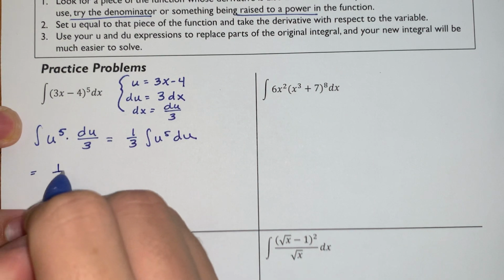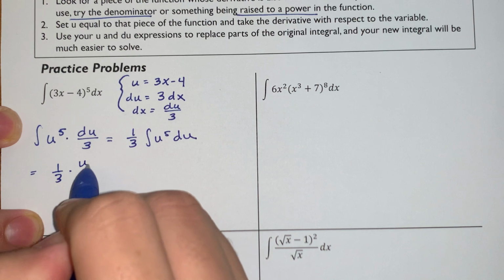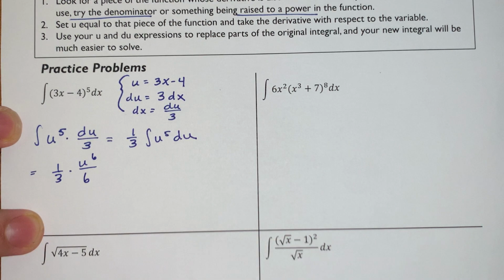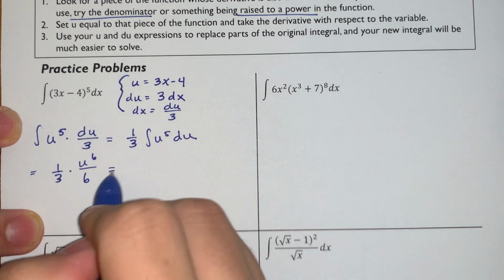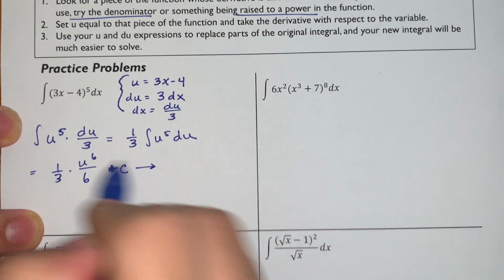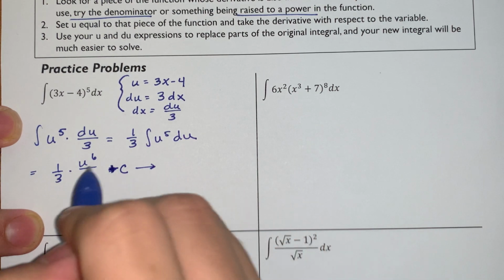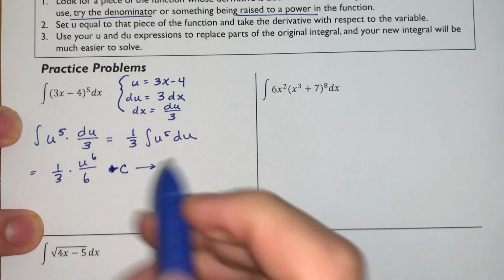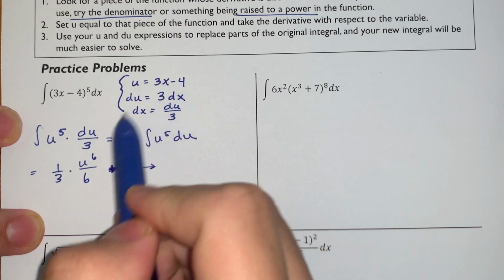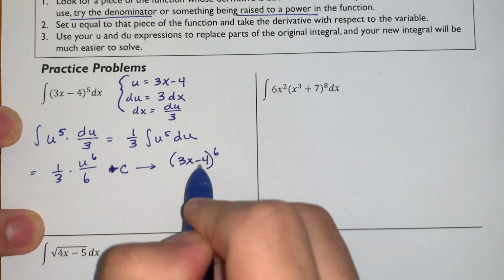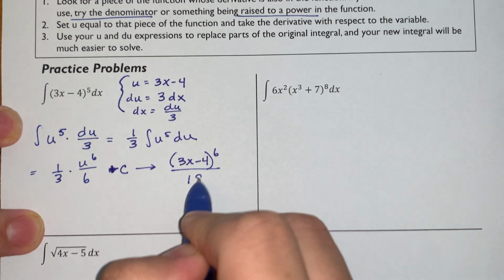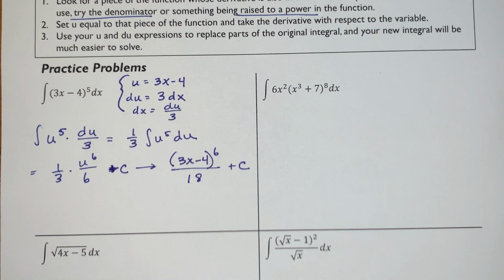So that's going to be equal to 1/3 times u to the 6th over 6, right? And so when I multiply across, that's going to end up being plus C. Never forget that. And then when I multiply across, it's going to be u to the 6th. Now for my final answer, I'm going to bring back my u into my function. And it's going to be 3x minus 4, and I'm going to raise that to the power of 6, divided by 3 times 6, which is 18, plus C. Okay? So there is the worked out version of that problem, and that's the final answer.